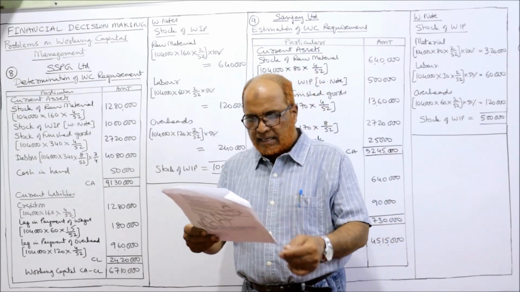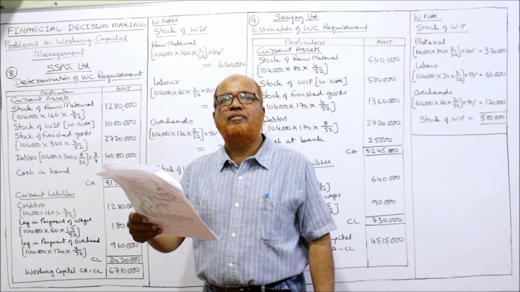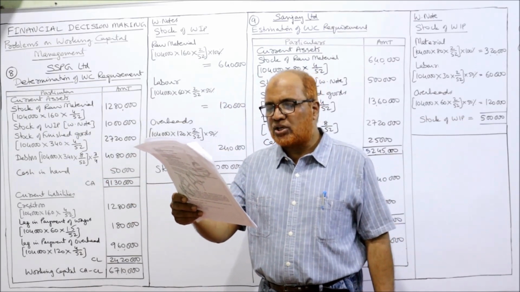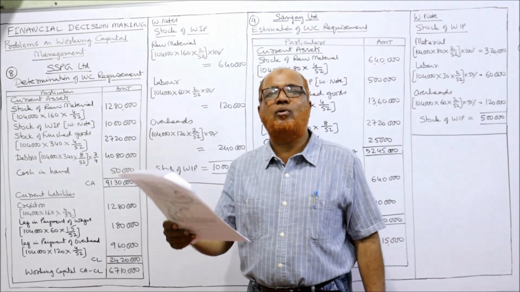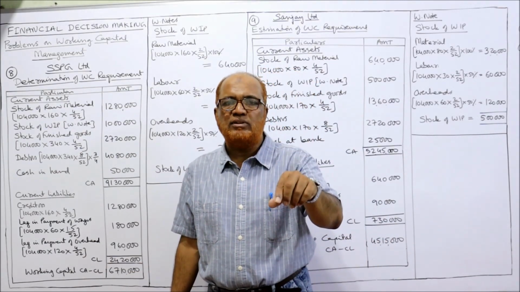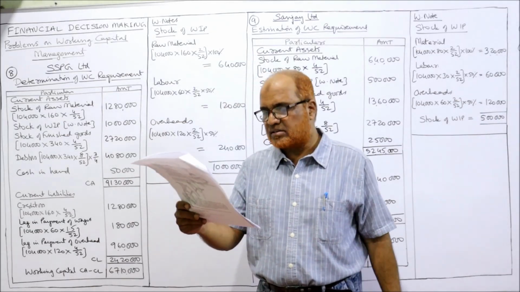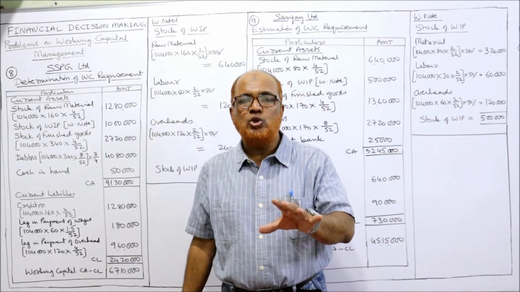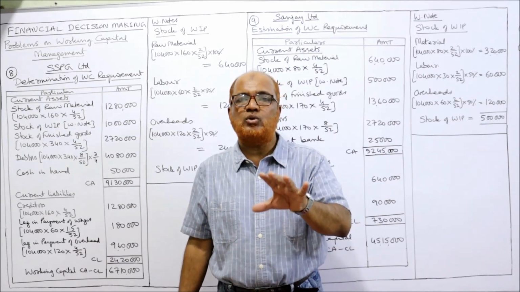Now, cash in hand and at bank is expected to be 50,000. Directly we'll take current asset, and expected level of production amount to 1,04,000 units. That means we have to estimate the working capital for an activity level of 1,04,000 units for a year of 52 weeks. So we have to assume the year consists of 52 weeks.